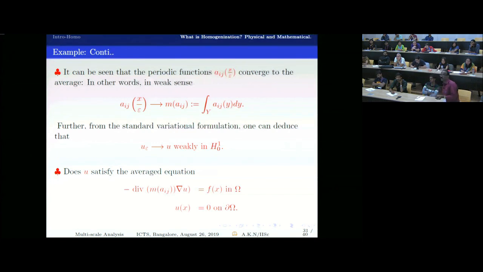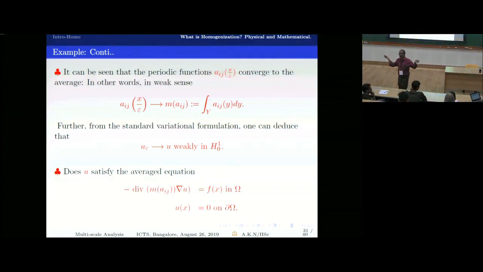If that were true, you would have an equation for u, the homogenization would be done, and all our jobs would be over. We would have nothing more to do. Unfortunately, or rather happily, this is not true. Suppose it were true, then we would all be jobless, because all the problems would be done.